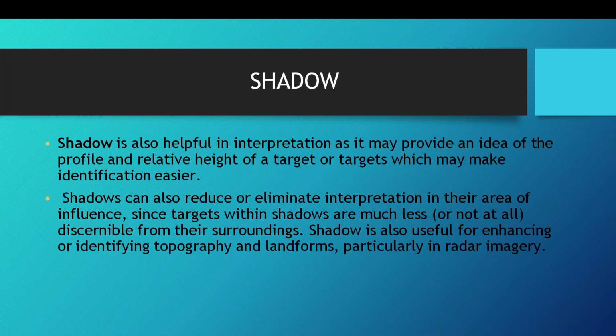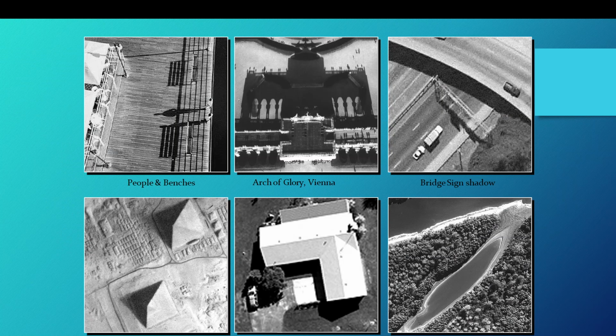Despite this limitation, shadows are valuable in enhancing or identifying topography and landforms, especially in radar imagery where they highlight terrain variation effectively. So this image showcases how shadows enhance interpretation in imagery. In the first image, people and bench, shadows clearly define the presence and shape of individuals and objects, making them easier to identify.